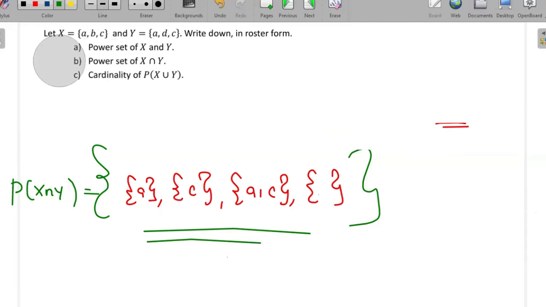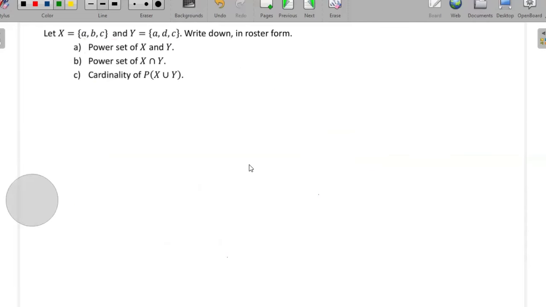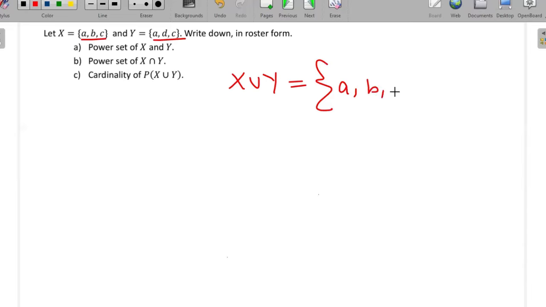Let me erase this. The first step is to find X union Y. For the union, we are combining everything here and everything there. So we have A, B, C, and D. So this is X union Y, and it has these elements here.